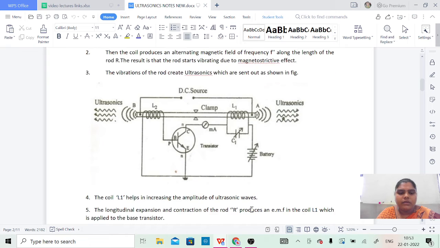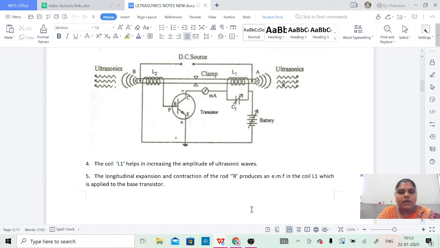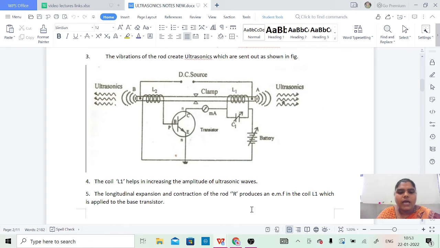Next, the coil L1 helps to increase the amplitude of ultrasonic waves. So coil L1, which is wound around the right side of the rod, I think, helps to increase the amplitude of ultrasonic waves.